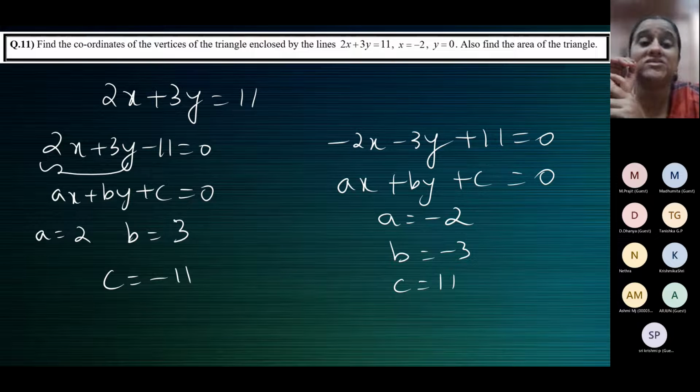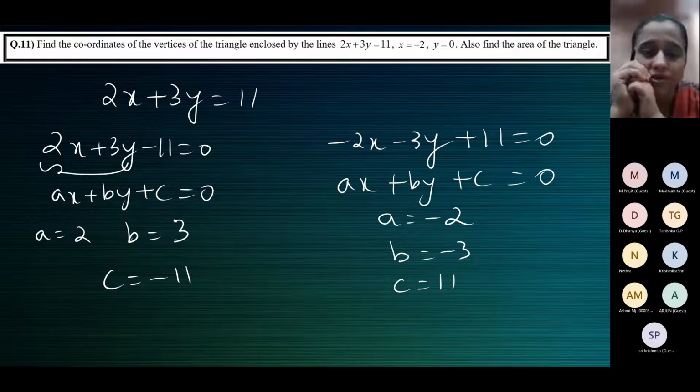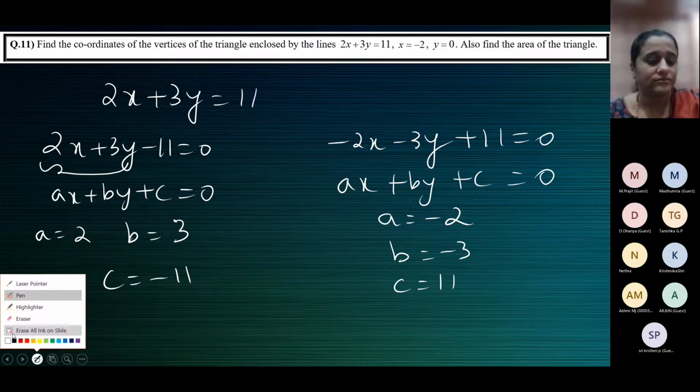When the value of C is 0, the graph line will pass through the origin. When the value of C is not 0, the graph line will not pass through the origin. Okay. So again, you can make a note of this.